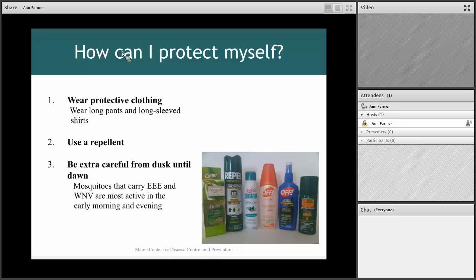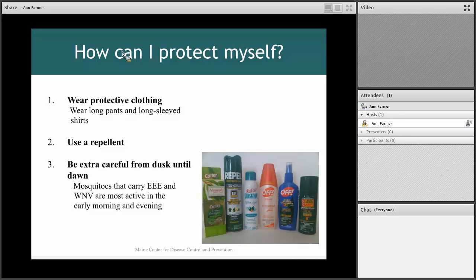Number 2 is to use repellent. This repellent is approved by the EPA for repelling ticks and mosquitoes. The 4 repellents that are approved for use on skin are DEET, picaridin, IR3535, and oil of lemon eucalyptus. We also have permethrin, which is approved for use on clothing and repels both mosquitoes and ticks. The great thing about permethrin is that it is long-lasting, up to 6 to 8 washes.